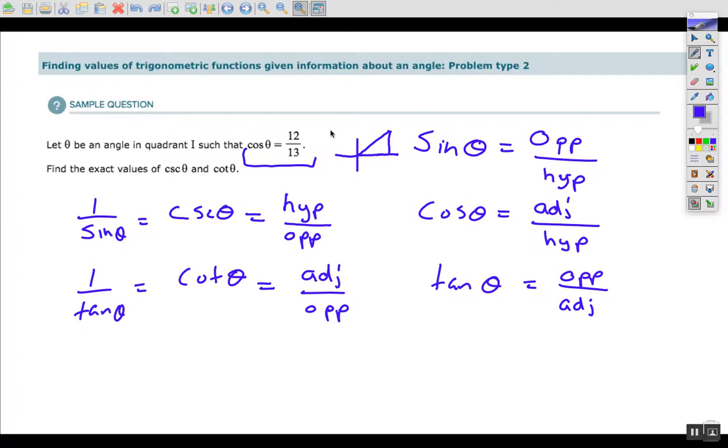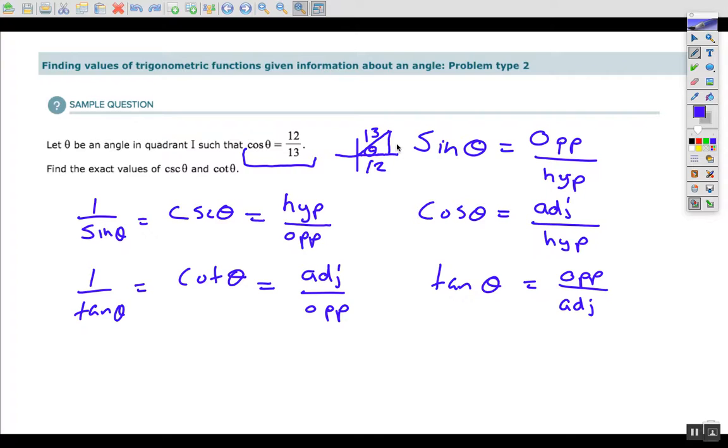Just a quick review: in quadrant 2, sine and cosecant are positive. Tangent and cotangent are positive in quadrant 3. And in quadrant 4, cosine and secant are positive. So cosine of theta is equal to 12 over 13. Well, we know cosine is equal to adjacent over hypotenuse. So here's our theta, which we always draw our angle with the x-axis. So we need to know this side before we can answer these two questions.